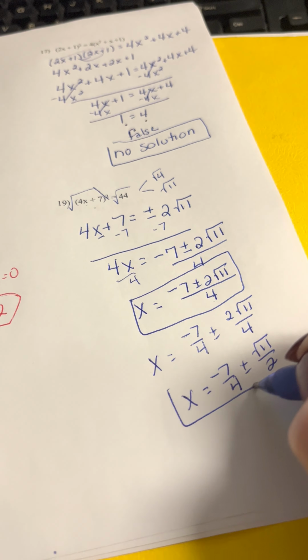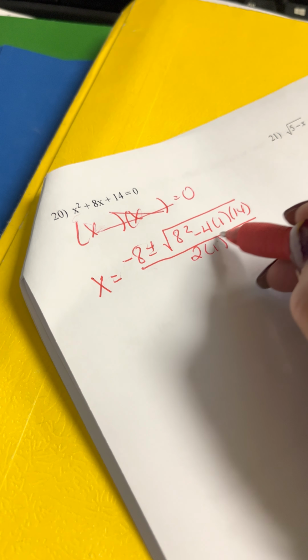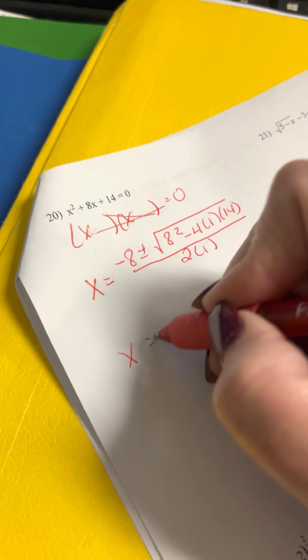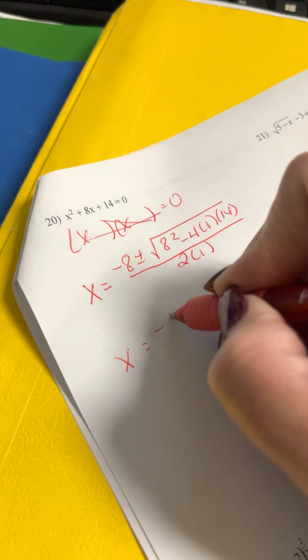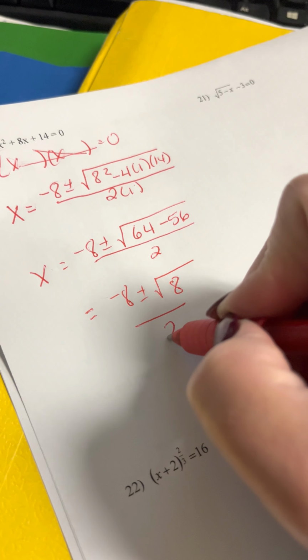So x equals the opposite of b plus or minus the square root of b squared minus 4ac all over 2a. And again, make sure your fraction bar is covering everything in your numerator. So we have negative 8 plus or minus the square root of 64 minus 56. 4 times 14 is 56, all over 2. So negative 8 plus or minus the square root of 8, all over 2.